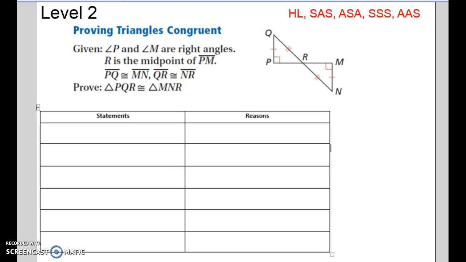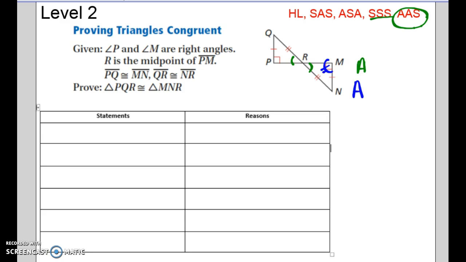We can't use side, side, side. Could we use angle, angle, side? We could. Let's do the proof that way. Let's do angle, angle, side. So we're going to go with angle, angle, side to do something different this time. So I need to show one set of angles, which are going to be the ones I marked in green. I'm going to show my other set of angles, which I'm going to mark in blue.